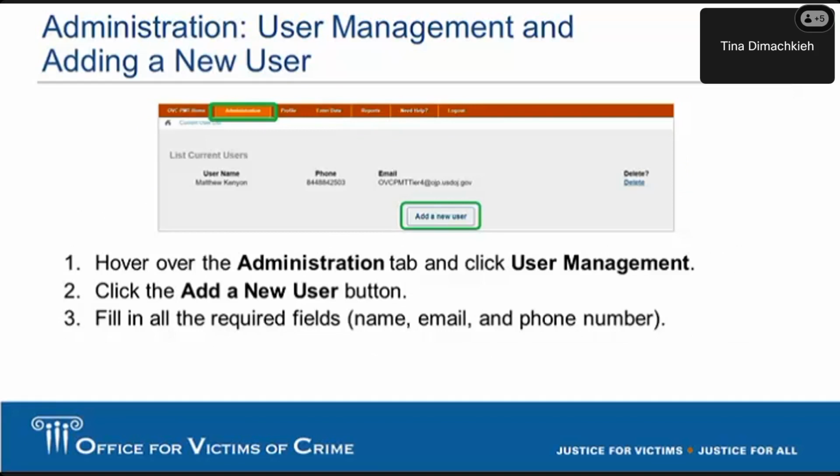The Administration tab. If you hover over the Administration tab, you will be presented with the User Management tab, and it will look as this screenshot here. You will have a list of current users for your organization that have access to that OVC PMT profile, and you will have a button that says Add a New User. If you select the Add a New User button, all you need to do is make sure that you have a first and last name for that staff member, an email address, and a phone number, and you will add that individual. Once that individual is added, they will receive that auto-generated email from the OVC PMT help desk with first-time login instructions and be able to access the system on their own.